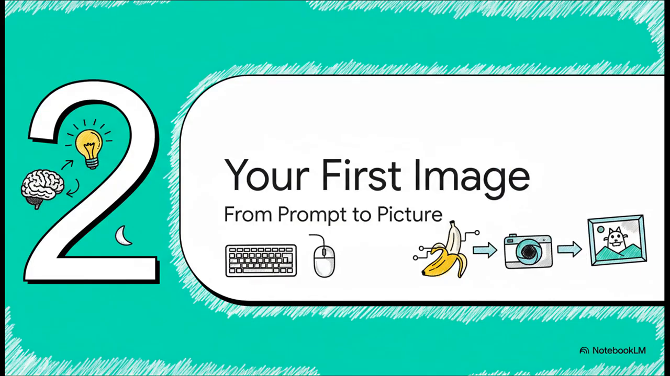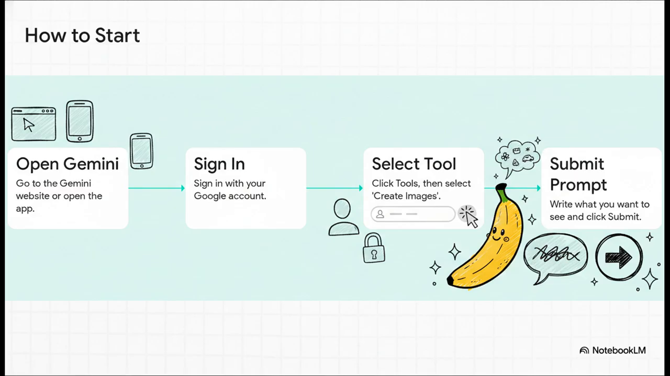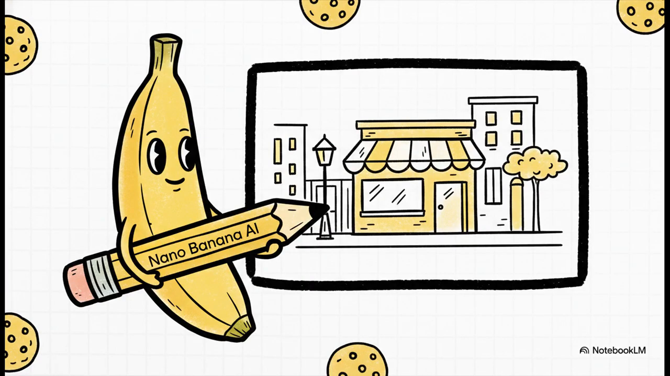Now for the best part. Let's actually make something. We're going to create your very first image, and I promise you, this is so easy. It really is just 4 simple steps. First up, just go to the Gemini website or fire up the app, sign in with your Google account. Then you're going to click on Tools and look for Create Images. You'll see a little banana icon. You can't miss it. And finally, just type in what you want to see and hit that Submit button. That's it.